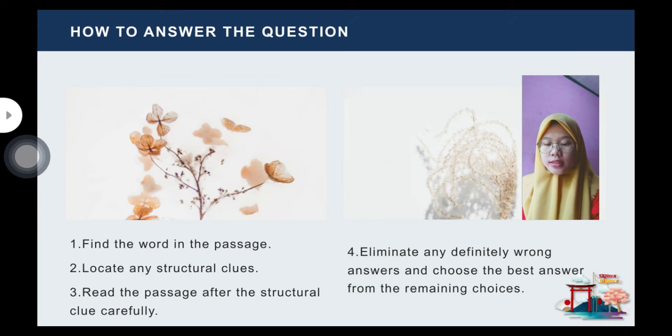How to answer the question? Number 1, find the word in the passage. Number 2, locate any structural clue. Number 3, read the passage after the structural clue carefully. Number 4, eliminate any definitely wrong answers and choose the best answer from the remaining choices.